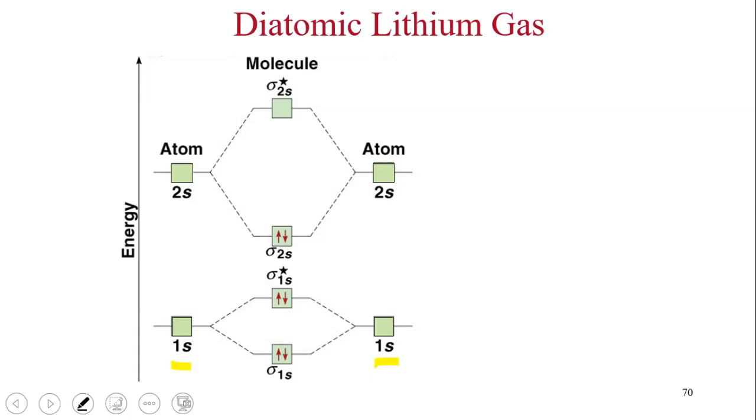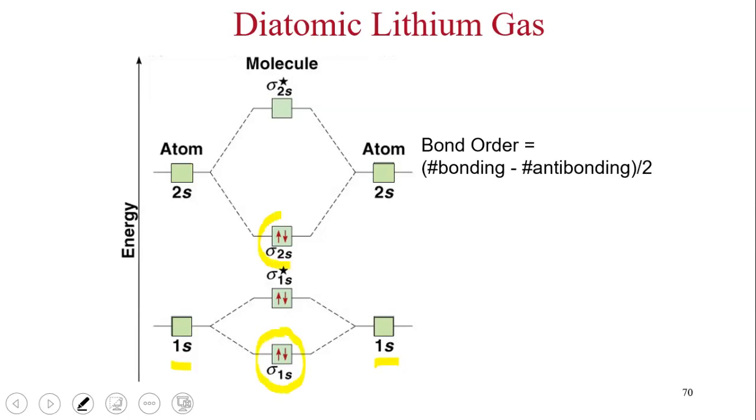So let's calculate the bond order. Remember, the formula is you're going to take the number of electrons in bonding orbitals minus those in anti-bonding orbitals and divide that by 2. So here in bonding orbitals, we have 2 in there and 2 in there, that's 4. And therefore there's 2 electrons in the anti-bonding orbital. 4 minus 2 divided by 2 equals 1. In other words, it's not 0. This is a stable molecule, and therefore we predict that in the gas phase, diatomic lithium could exist as a molecule.